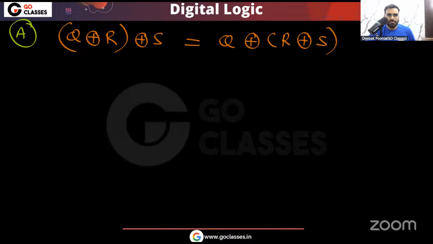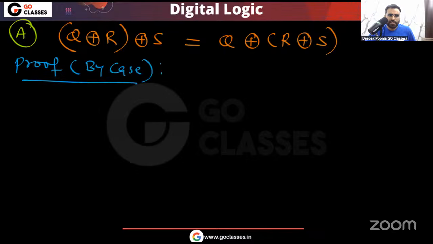Now, can we prove it? I told you one method, a brilliant method, that is the by case method. Okay, so let's prove it. Proof using by case. So let's apply the by case method here. You know that Q, R, S are Boolean variables. A Boolean variable is either 0 or 1.